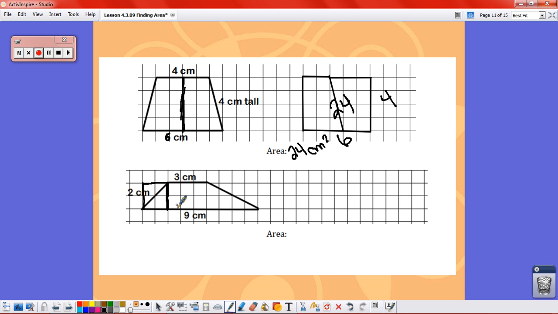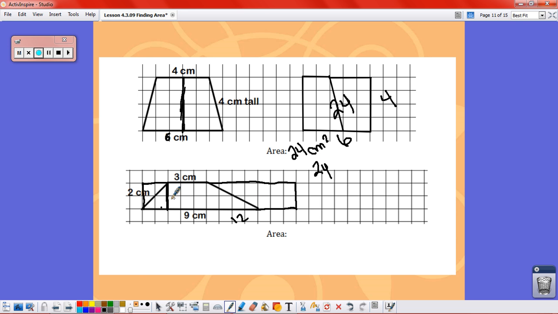So the long side is 1, 2, 3, 4, 5, 6, 7. Down 2, over 1, 2, 3. So here's my new shape. It is now 12 wide and 2 tall. So the whole thing is 24.